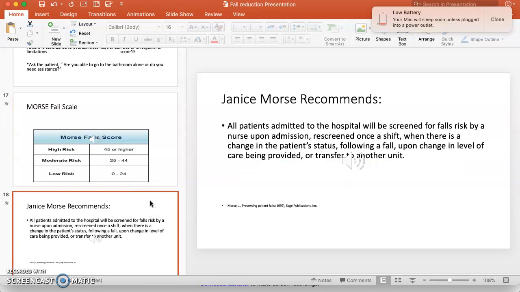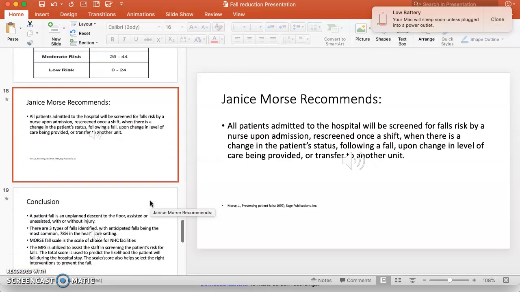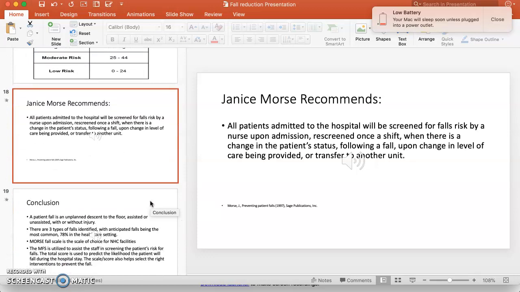Janice Morse does recommend that all patients admitted to the hospital be screened for falls. Upon admission, rescreen once a shift, when there's a change in patient status following a fall, upon change of level of care or transfer to another unit. This is simply because your risk score will change depending on a change in patient status. So we need to reevaluate the patient.